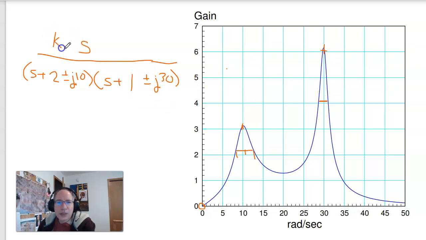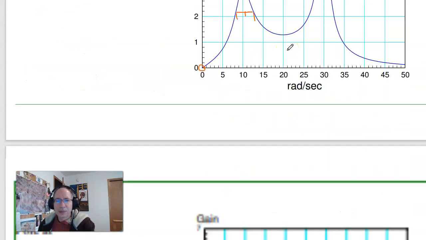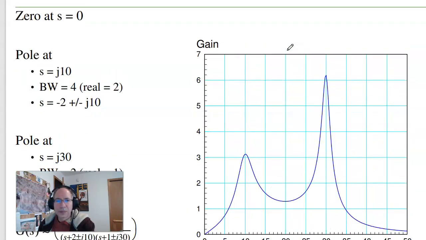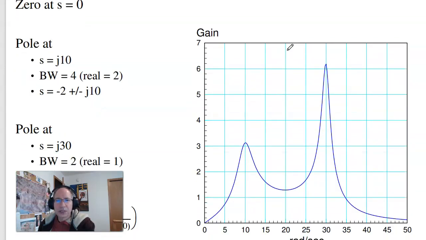Plus there's a gain on top. What you could do is pick any point you want. The poles and zeros set the shape. The amplitude is set by gain K. What I could do is calculate the maximum of this, or the gain at 30 radians per second. Pick K to make the gain 6.2 at that frequency. And there's my filter. Which again, kind of what this is doing.